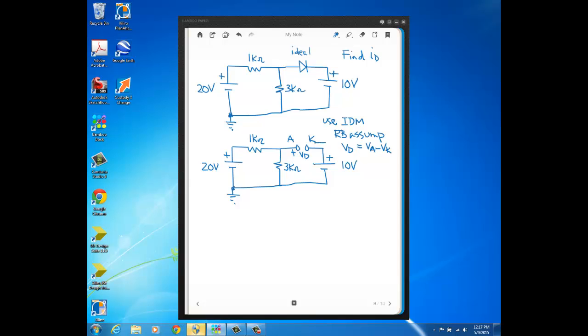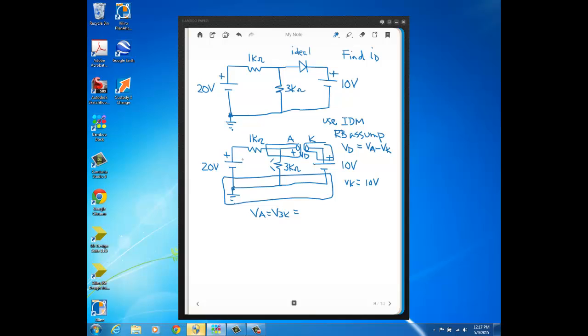So if you look right here, all that's between node K and ground is this 10 volt source. So VK is just 10. And to get VA, this is the voltage on this side of the open, which with respect to ground is the same voltage across this 3K. So VA is just equal to the voltage across the 3K ohm resistor.